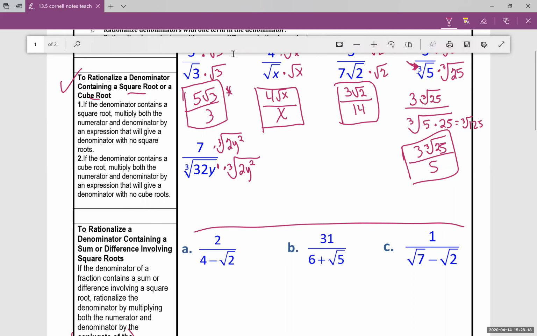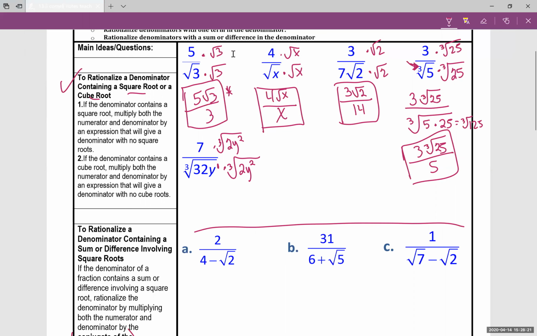Okay, let's see what we get here. On the top, we have 7 cube root 2y squared. And on the bottom, I have the cube root of 64y cubed, which can all be simplified. Nothing can be simplified on the top. But on the bottom, I can take the cube root of 64, which is 4, and I can take the cube root of y cubed, which is y. Okay, so that is my answer there.